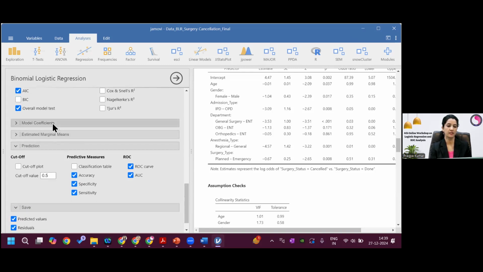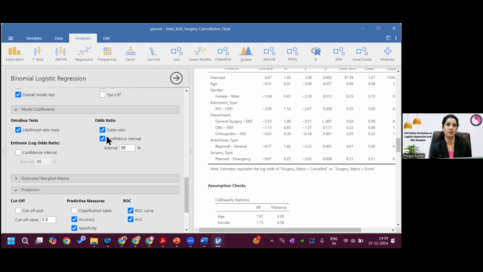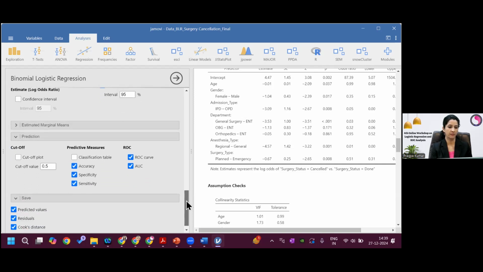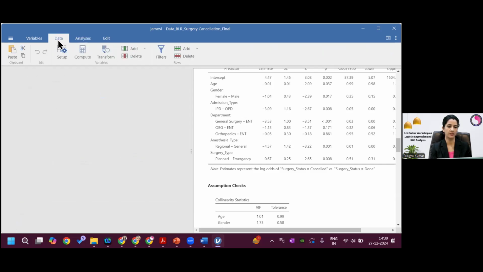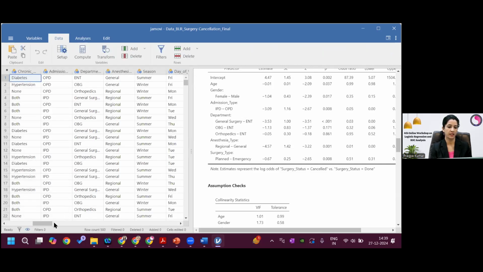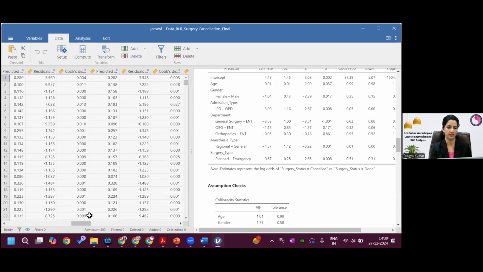And then this is the model coefficient. Model coefficient is very important because if you don't click that, the odds ratio and confidence interval will not come. And then comes your prediction. And then come these values which we just discussed yesterday regarding the predicted probability, Cook's distance, and the residual, which we were discussing yesterday.